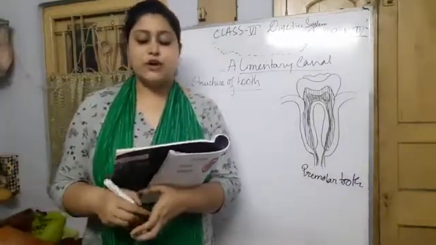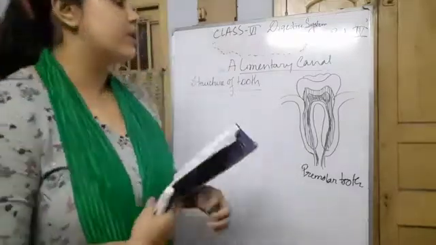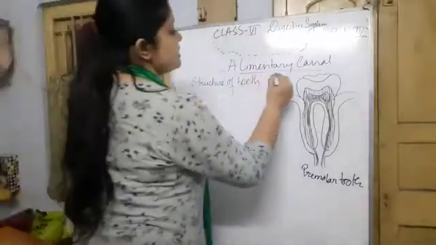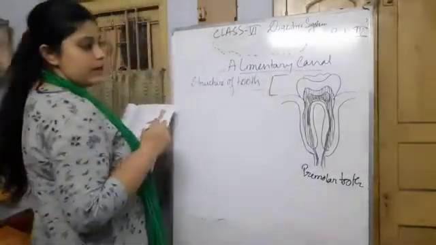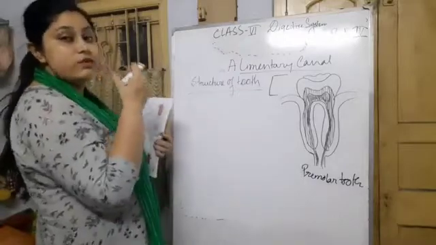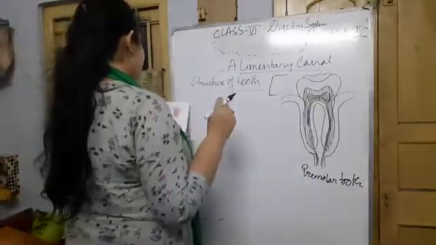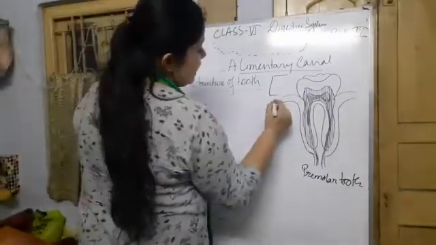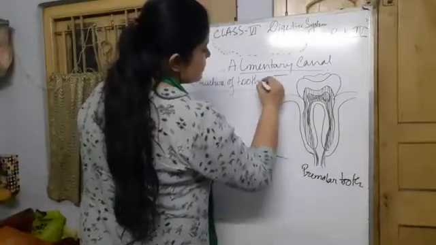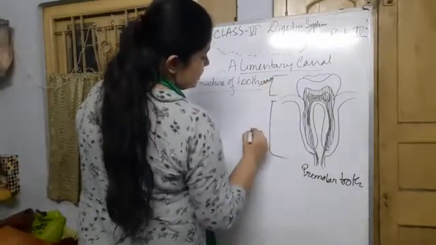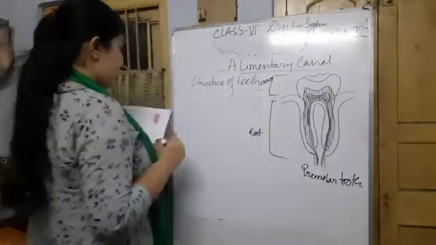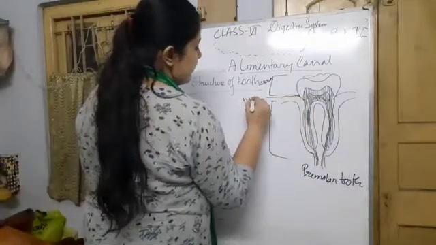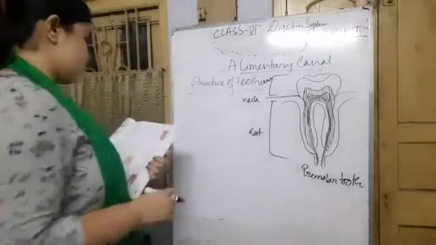Each tooth consists of two distinct parts called crown and root. So what is the crown? This part is called the crown, the upper part which we can see from the outside. The crown and root are separated by a narrow neckline. This part is called the root, and the narrow line present here is called the neck. So this is the main structure of it.